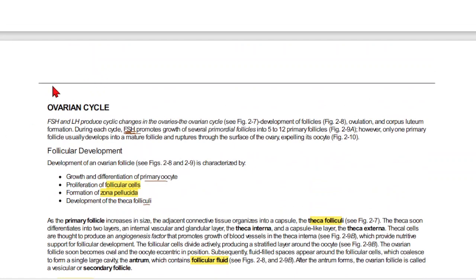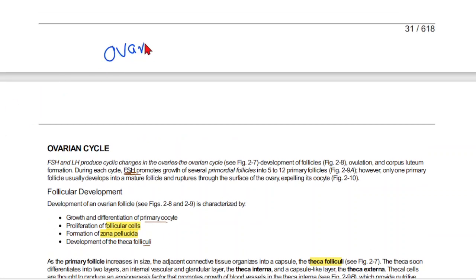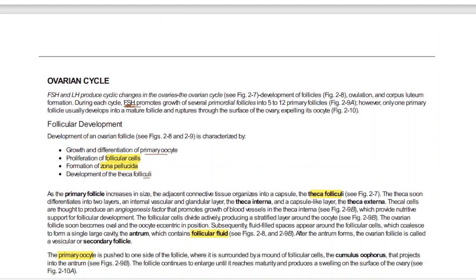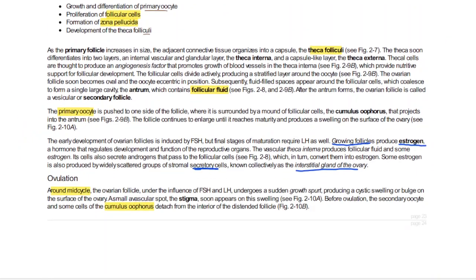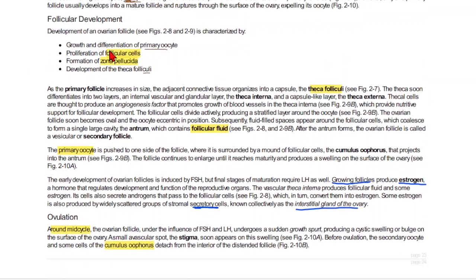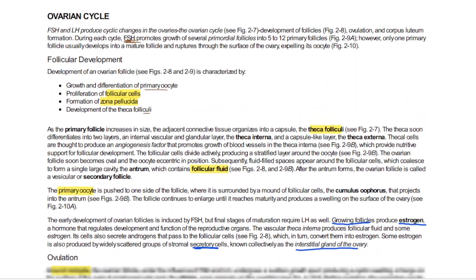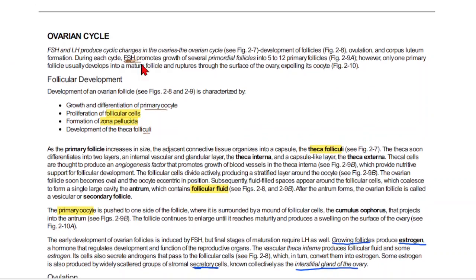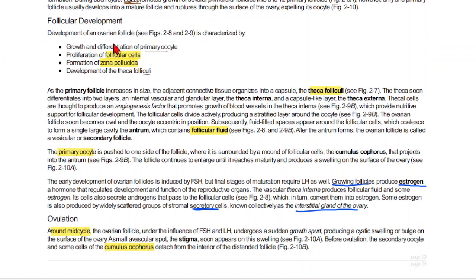Now about the ovarian cycle. First of all, we will tell what the ovarian cycle is, and then after that go to the menstrual cycle. So in the ovarian cycle, as I have already told, there is the primary oocyte and development of the follicle. FSH also acts. Now the things are ovulation and the corpus luteum, we will discuss everything. First of all, the proliferation of follicular cells, then formation of the zona pellucida, and then formation and development of the theca folliculi.